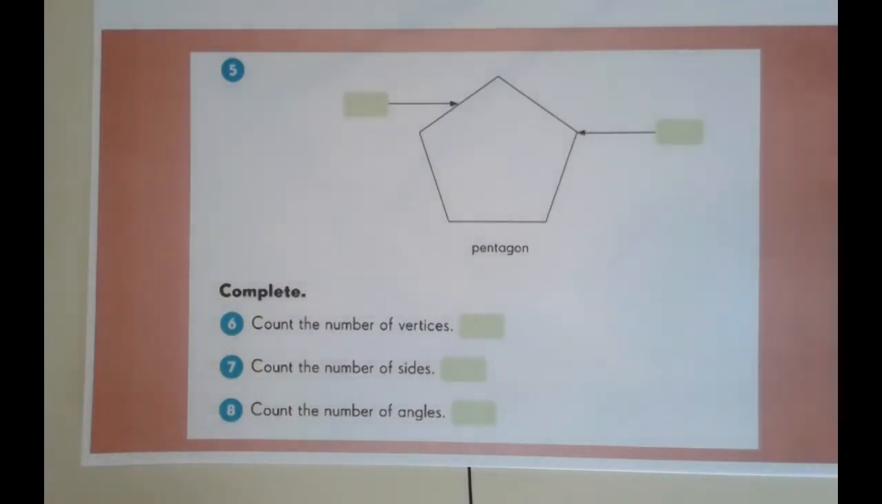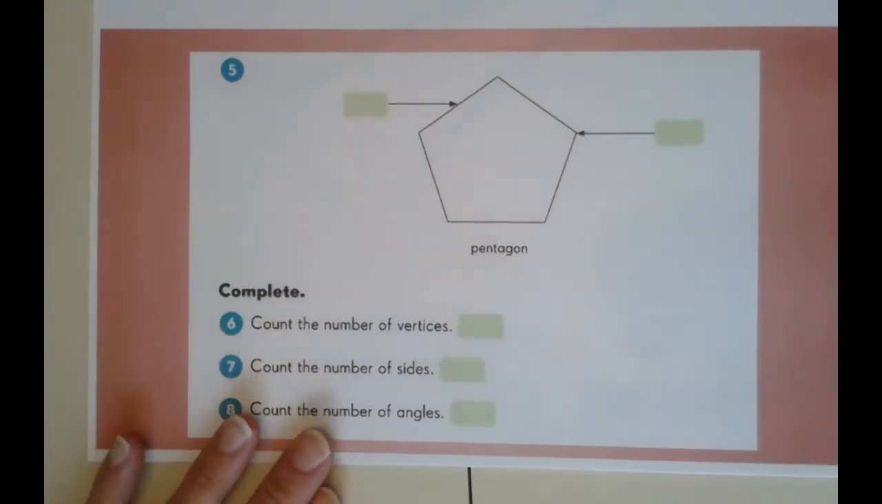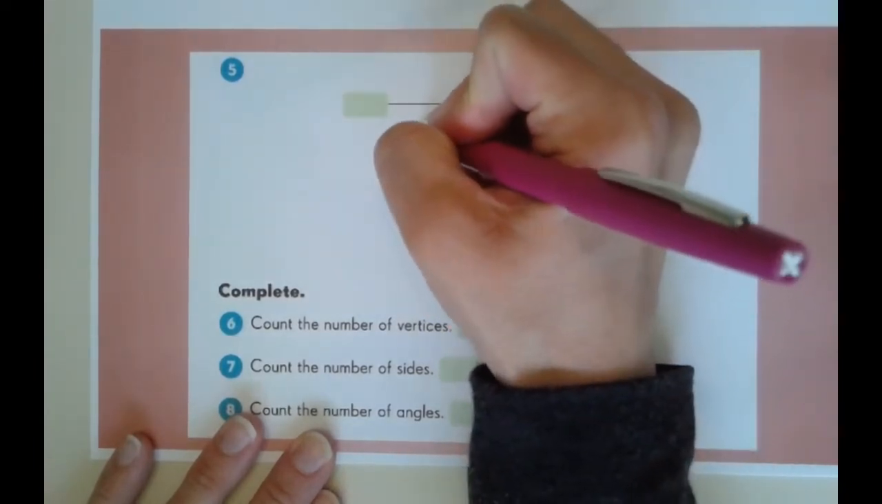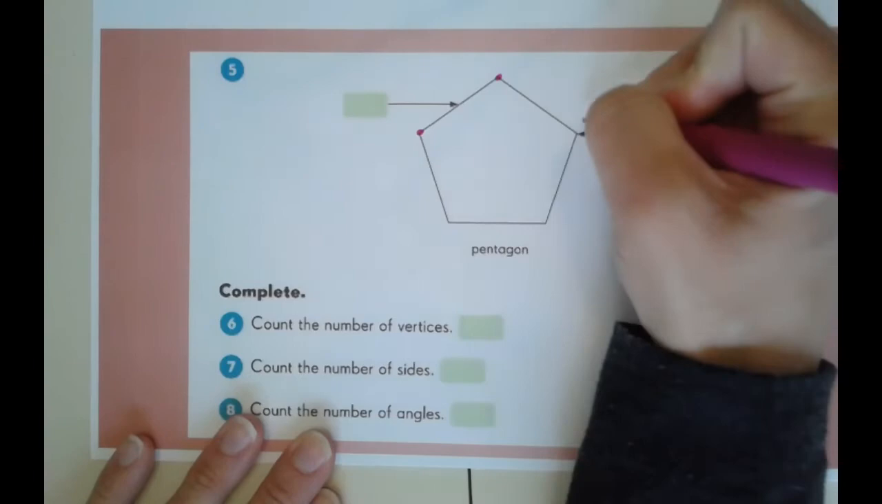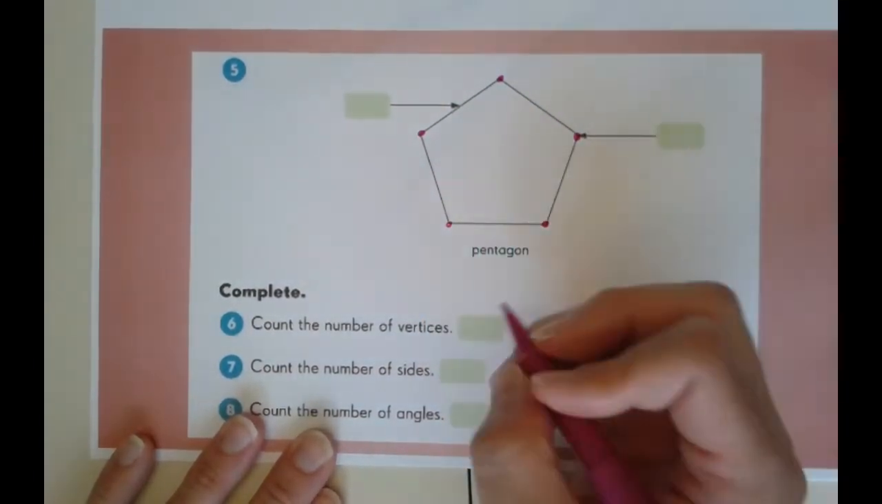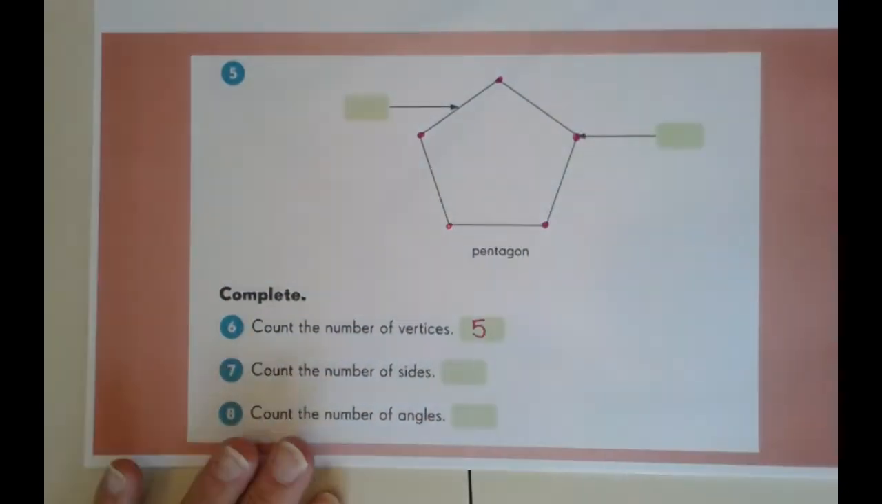Question 6 says count the number of vertices. Question 7 says count the number of sides. And question number 8 says count the number of angles. Do that. Pause the video, and then press play again when you're ready to review. Okay. Count the number of vertices on this pentagon. Remember, the vertices are the points where two sides intersect. So 1, 2, 3, 4, 5. There are 5 vertices.